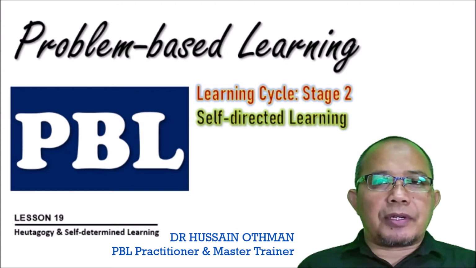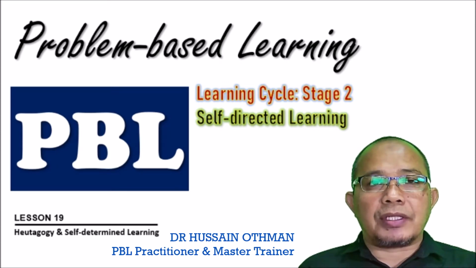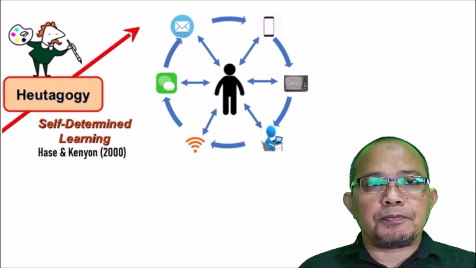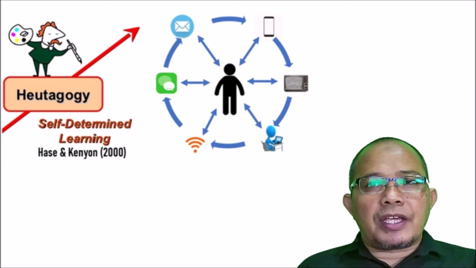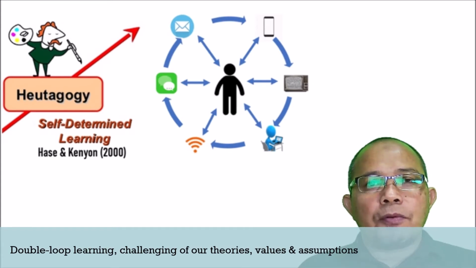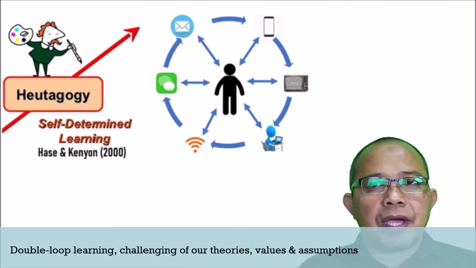As discussed in the previous presentation, Knowles' concept of self-directed learning was criticized by Hayes and Kenyon as outdated. They argued that Knowles' concept of self-directed learning only provides a linear approach to learning, commonly found in single-loop learning. Hayes and Kenyon therefore proposed self-determined learning, which is based on a heutagogical learning concept. They argued that self-determined learning goes beyond problem solving. It is a double-loop learning that involves the challenging of our theories in use, our values and our assumptions, rather than simply reacting to problems with strategies found in single-loop learning.